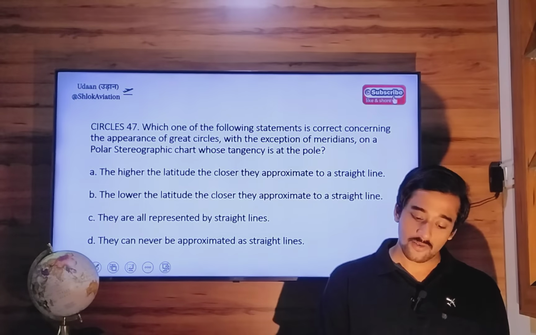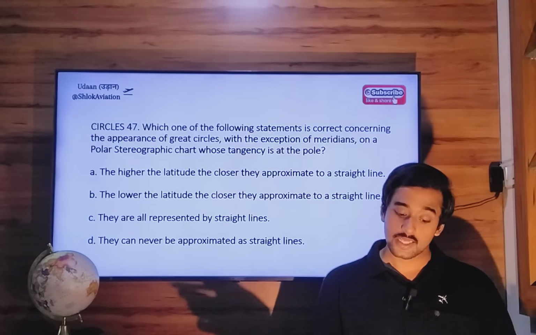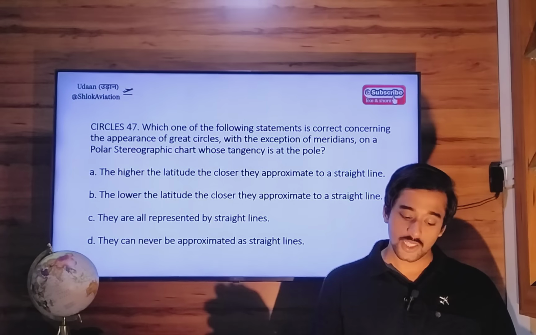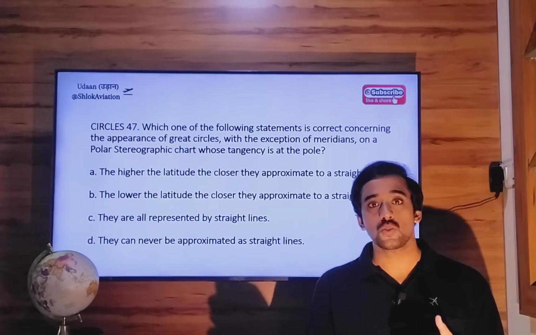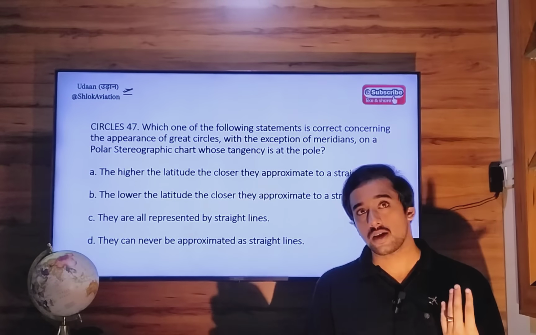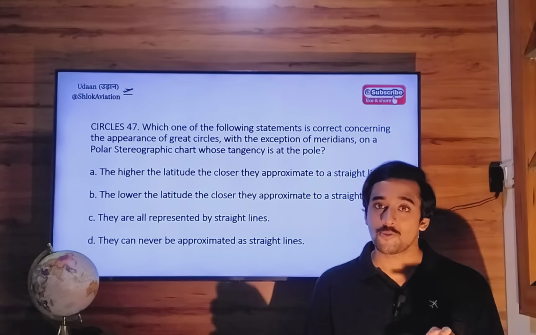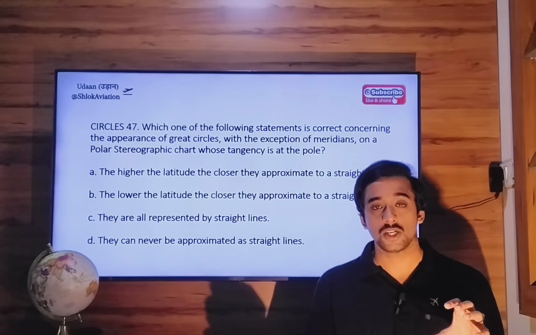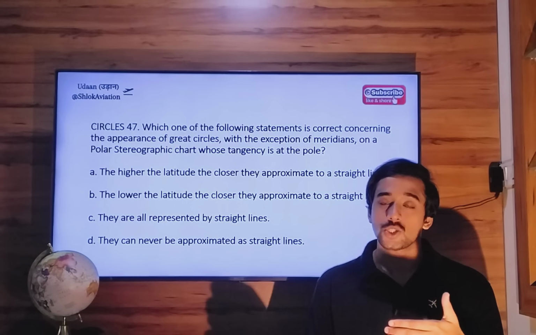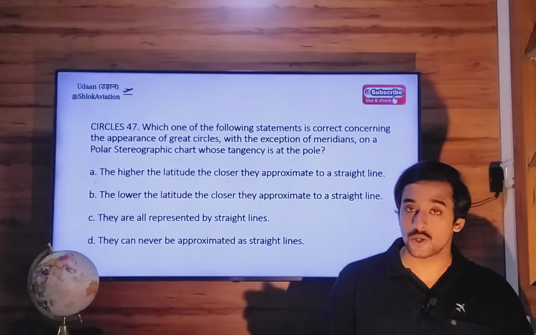Next. Which one of the following statements is correct concerning the appearance of great circles, with the exception of meridians, on a polar stereographic chart whose tangency is at the pole? On a polar stereographic chart, remember, great circles will bend towards the pole of projection. If the pole of projection is the south pole, the great circles will bend towards that south pole. If it is the north pole, the great circle will bend towards that north pole. The higher the latitude, the closer they approximate to a straight line.